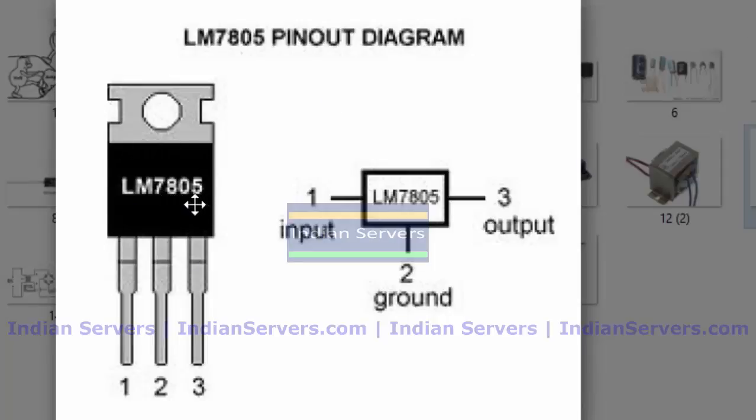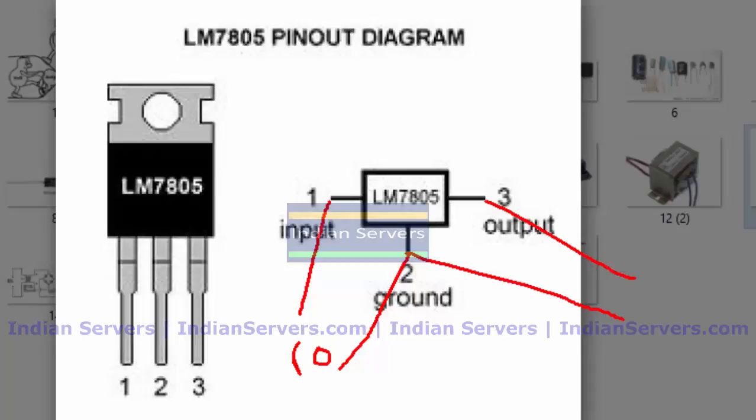78 is the series and 05 is the voltage it is going to regulate. Here in this diagram it is 7805, so this regulator can regulate up to 5 volts. A voltage regulator has three terminals. One is input, this is common or ground, and the other one is output. From these two terminals I will give some 10 volts supply. From the output side, with this common, here I will get 5 volts.